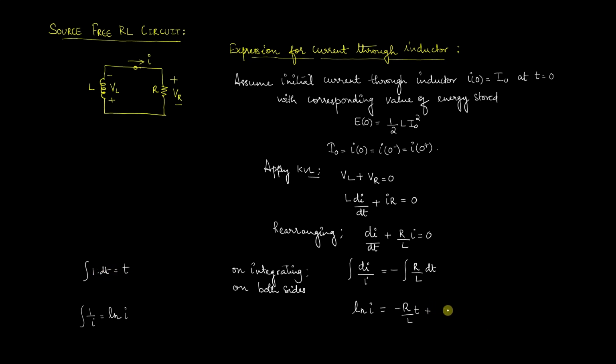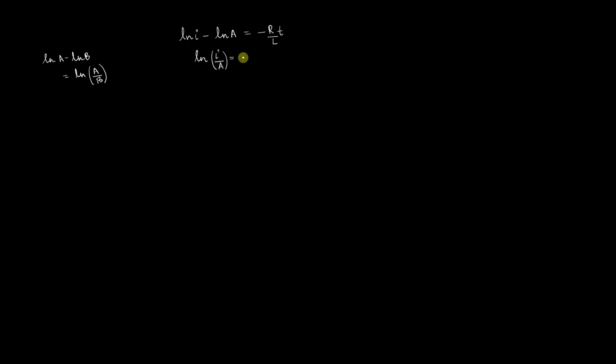So in this particular case, the constant of integration that we will be representing as A. Okay, so this is the integrating constant which corresponds to the initial value. So let us bring the integration constant to the left hand side. So this becomes ln I minus ln of A equal to minus R by L into t. So we know that ln of A minus ln of B can be written as ln of A by B, right? So this will be ln I by A equals minus R by L into t.